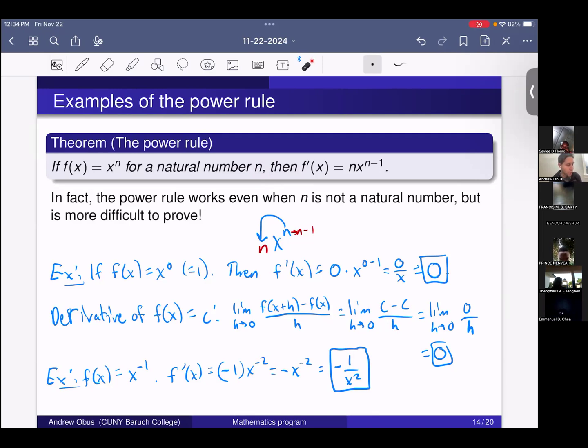So I wanted to show only the more straightforward proof today, which is the natural number case. And that's the most important case anyway, because polynomials are what model most things in nature. I mean, other exponents are important also, but polynomials show up the most. And that's when you have natural number exponents. Right, questions?